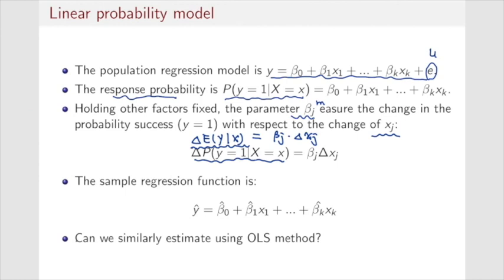To estimate the unknown parameters, we are still trying to find a fitted value through the sample regression function. The difference now is that the fitted value y hat is the estimated probability of the event that the observed dependent variable y is 1. The estimated coefficient beta j hat still gives us some idea about the true parameter beta j of the population model. The question is, can we similarly estimate using the OLS method?